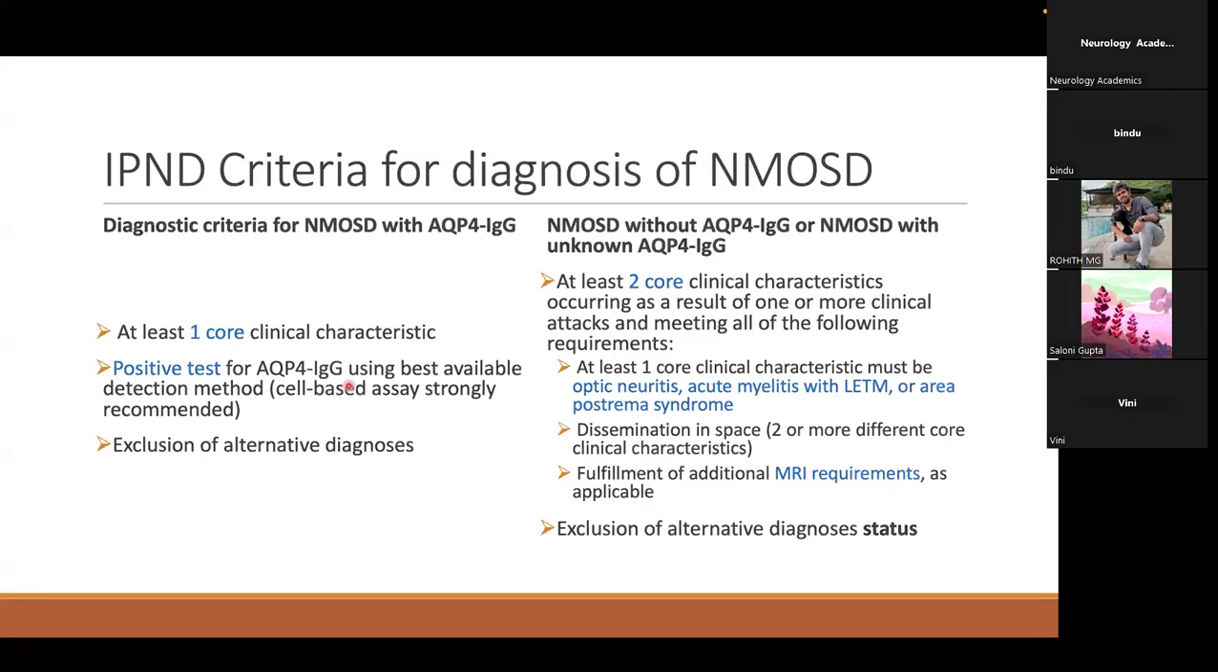So if at least one core clinical characteristic plus aquaporin positive, then we can diagnose. If aquaporin is negative, then 2 core clinical characteristics should be there, along with dissemination in space. 2 core clinical lesions should be there. And out of that, one should be optic neuritis, transverse myelitis, or area postrema syndrome. And to diagnose, the MRI requirement should also be established. And we should rule out all the alternative diagnoses.